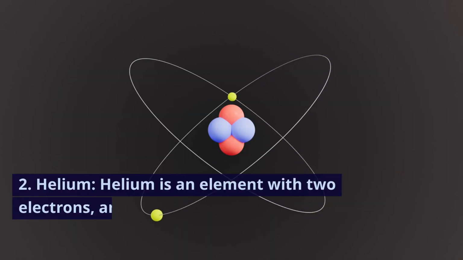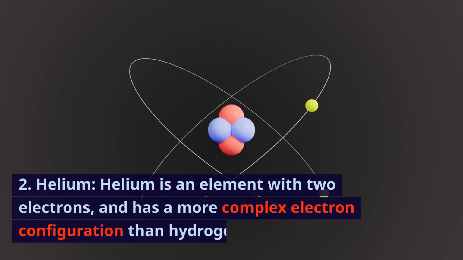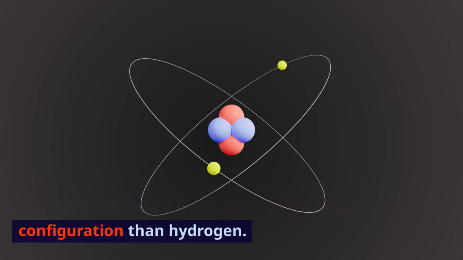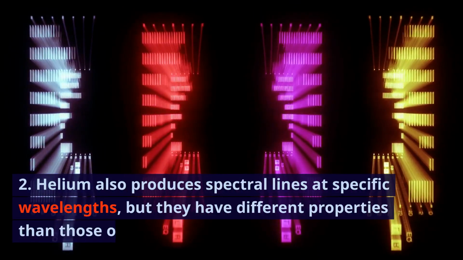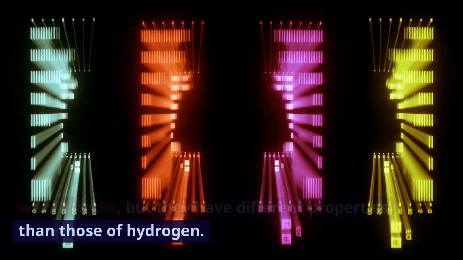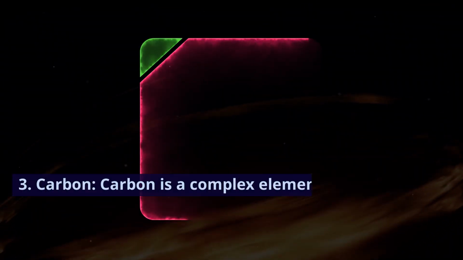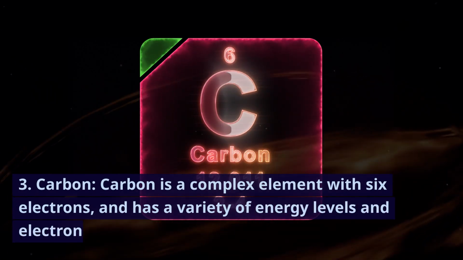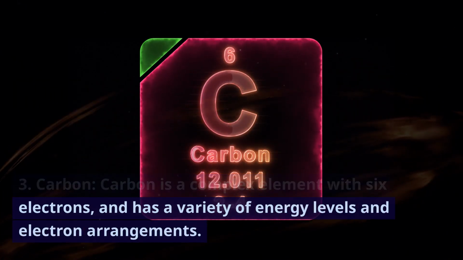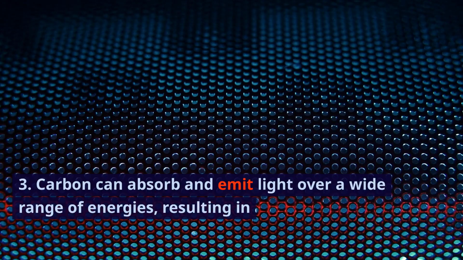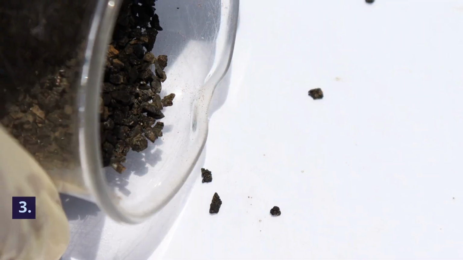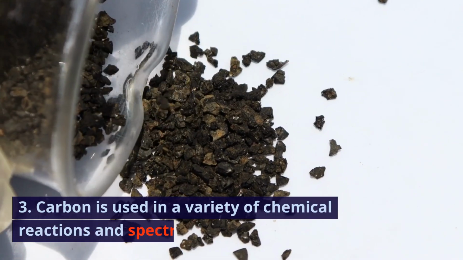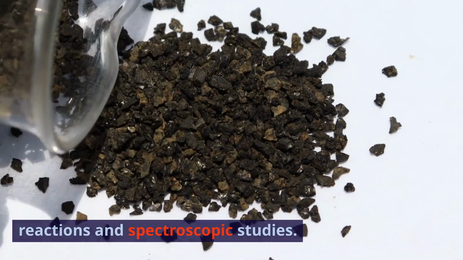2. Helium. Helium is an element with 2 electrons, and has a more complex electron configuration than hydrogen. Helium also produces spectral lines at specific wavelengths, but they have different properties than those of hydrogen. 3. Carbon. Carbon is a complex element with 6 electrons, and has a variety of energy levels and electron arrangements. Carbon can absorb and emit light over a wide range of energies, resulting in a variety of spectral lines. Carbon is used in a variety of chemical reactions and spectroscopic studies.